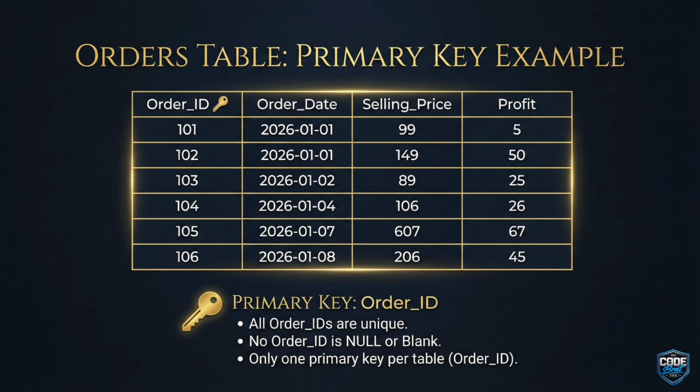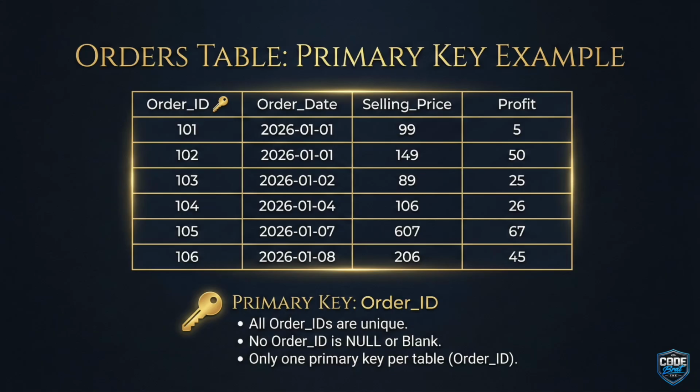Suppose we have a table named orders in which order details are stored. In this table, order ID is the primary key. We can see that all order IDs are unique and no order ID is null or blank. So the order ID column satisfies all the rules that a primary key should maintain. Thus, this is the primary key of this orders table. Keep in mind that if order ID is the primary key of this table, then no other column will be the primary key.